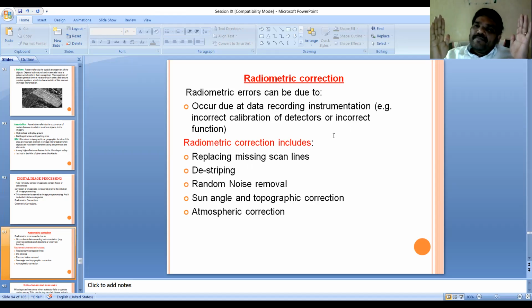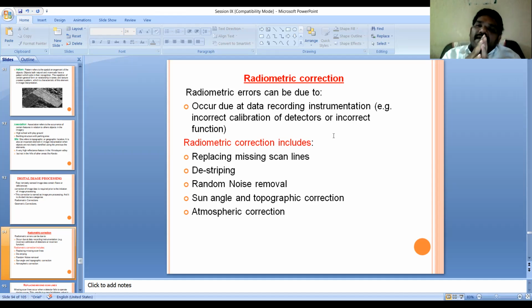If flaws have occurred, how and why may these flaws happen as the EMR is traveling through the atmosphere? In most cases there is a possibility of flaws which we need to correct. If those mistakes are because of incorrect calibration of the detectors or incorrect function of detectors or sensors, they come under radiometric errors.